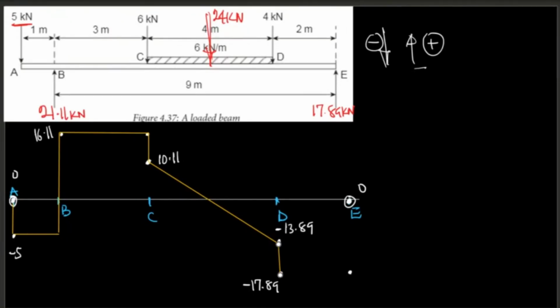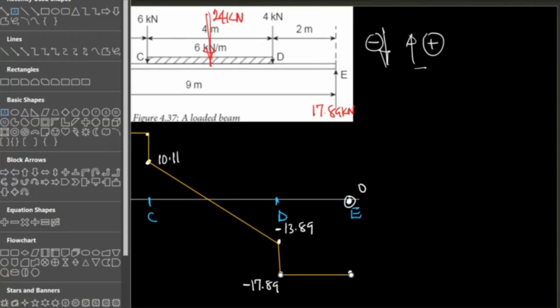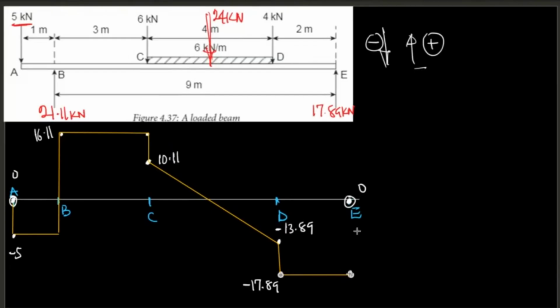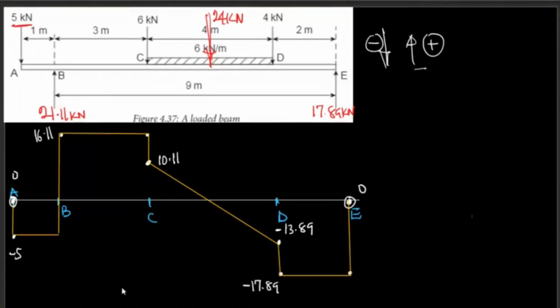And then I'm going to draw another straight line here to this point. Then I'm now going to close my line at E there. So that's another straight line up. Okay, so this is the shear force diagram. This is the shear force diagram. I believe you all got that.